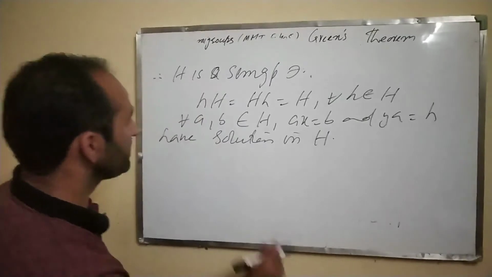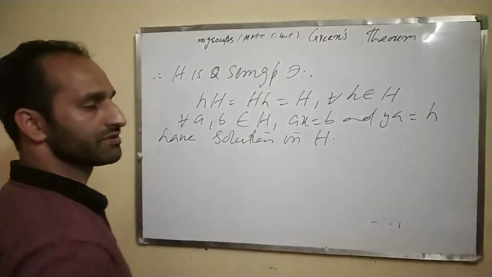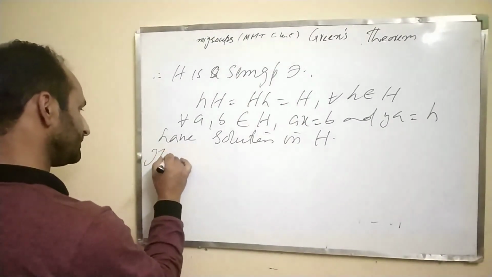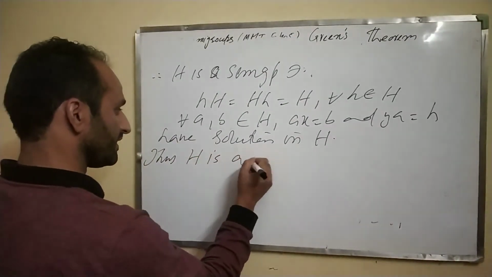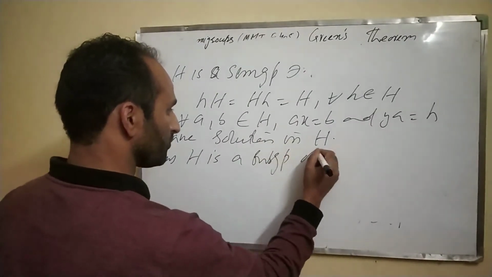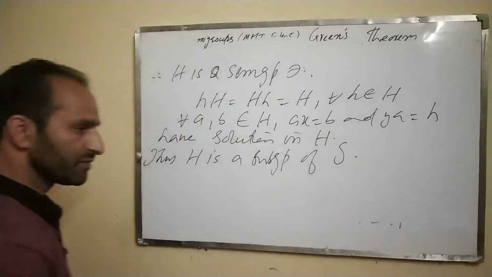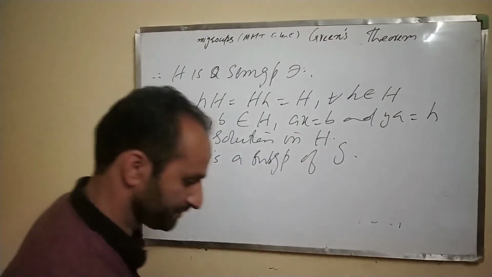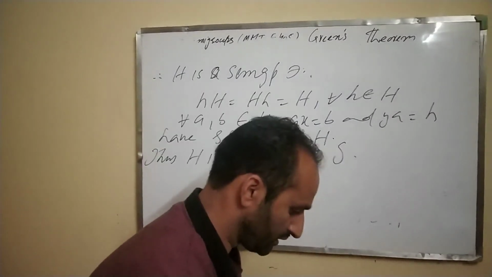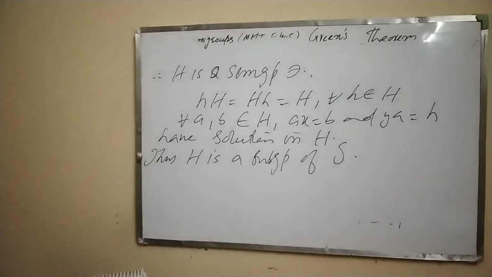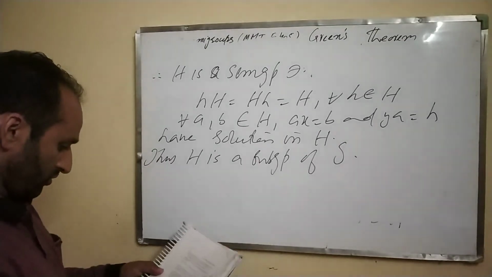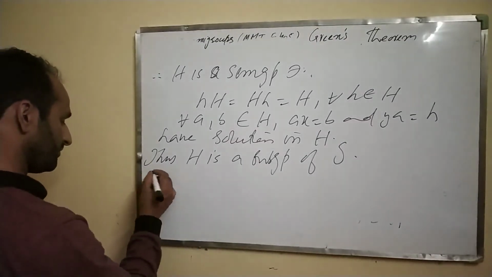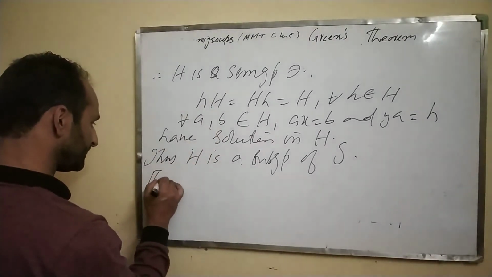Because of this, HH is equal to H. So thus H is a subgroup of the semigroup S. So this proves the lemma, which you call Green's theorem. Sorry, which you call the Green's theorem. So next, which also follows from this theorem.